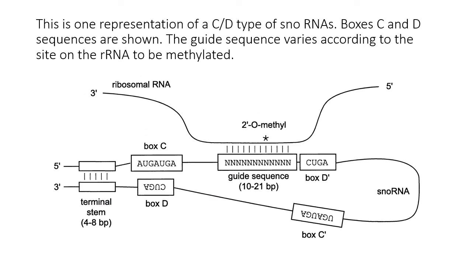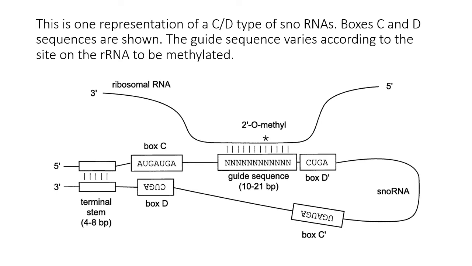Okay, so here's one representation, not the usual one, of a CD type of snoRNA. You can see that it's got a stem loop type internal base paired structure involving the 5' and 3' ends. There's also a region for which they get their name, called box C and box D. And there are actually two copies of those on this particular one.